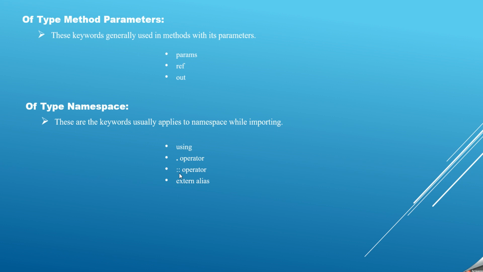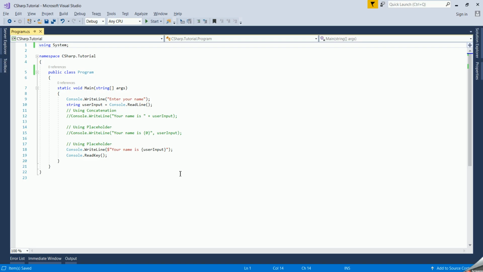And this double colon is called the namespace alias qualifier operator, basically. Let me show how it works. It is very rarely used, and only in special conditions inside a program. Let's move into the practical one.